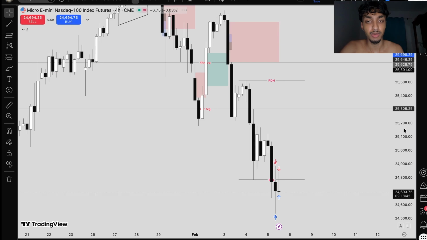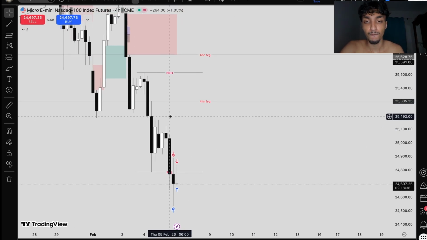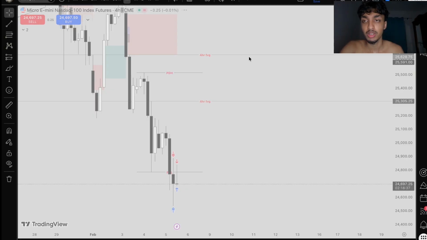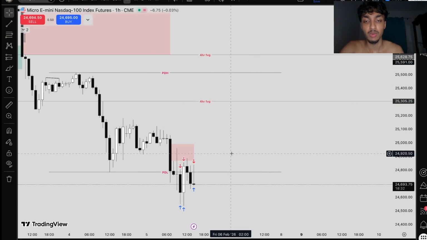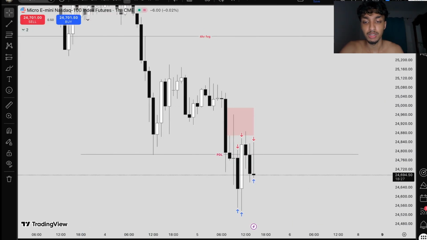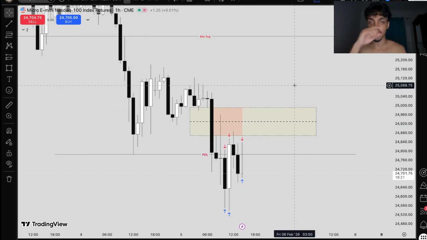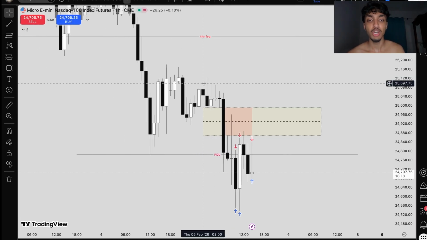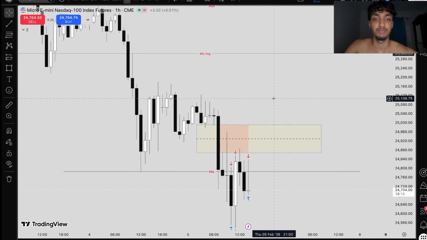There was this 4 hour gap that I marked right here. There was also, if I'm not wrong, a 1 hour fair value gap. As you can see right here, there was this 1 hour bearish fair value gap. So I was pretty bearish right when market opened, even though I wanted price to go to these 4 hour gaps. But I guess we just ended up being bearish today.